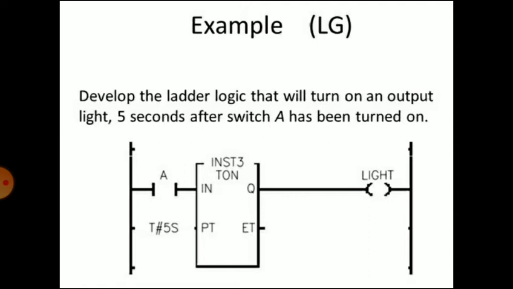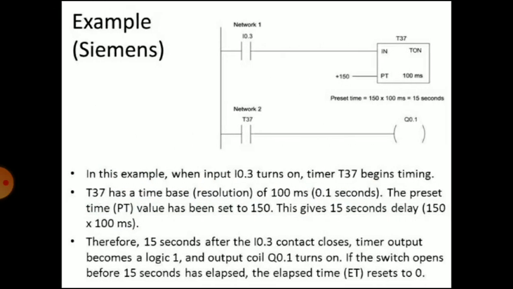Then the input is given to the timer after switching on the switch A, and Q will be the output. So that output occurs after 5 seconds. So this is an example of on delay timer. Another example you can see.